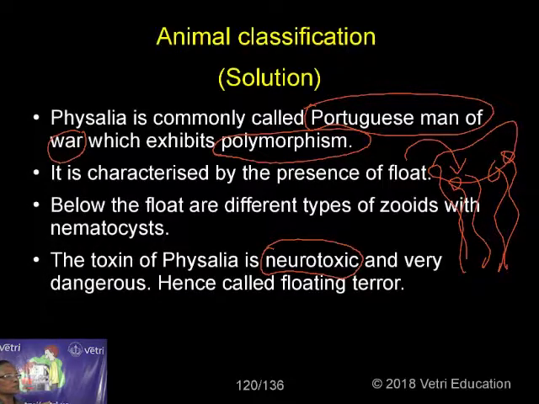So the type of toxin is neurotoxin, causing damage to the central nervous system, hence called the floating terror, because it floats on the surface of water with the help of a float, below which we have a number of zooids, different forms, having stinging cells used for paralyzing the prey or even killing the prey. That's why it's neurotoxic in nature.